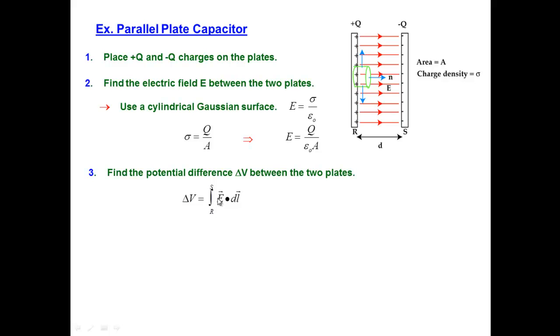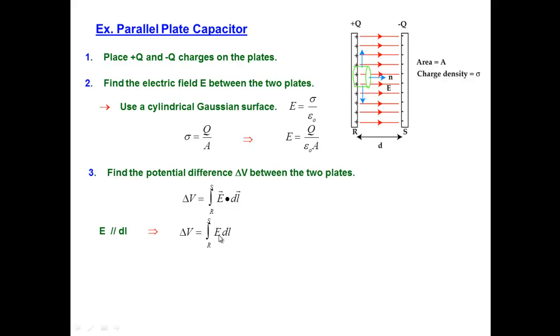Now, of course, as we've stressed before in class, delta V is independent of the path that we pick. We could pick some crazy path going from R to S, and as long as it began on R and ended on S, we would get the same answer. But because of that, let's pick the easy path. So the easy path is a straight line going from R to S. As we do that, E and dl are parallel, so delta V becomes the integral of E times dl.